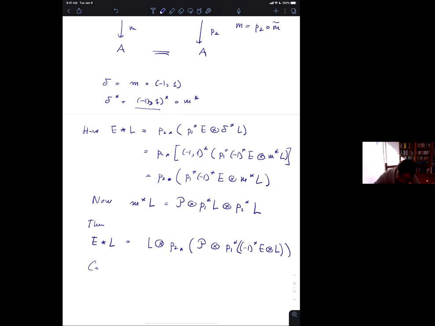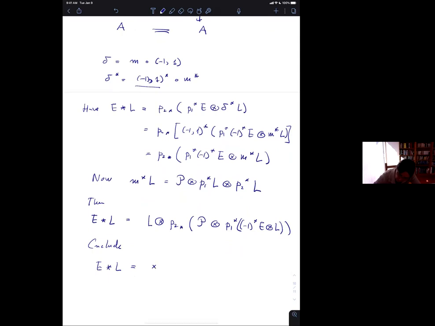So we conclude. This is the final point of the calculation that E Pontryagin product with L is in fact the following. It's the composition of the following operations. Tensor with L composed with the Fourier Mukai functor applied to, again, tensor with L and minus one star applied to E. So you take this test object E and you first apply minus one star, then you tensor with L, then you apply F, then you tensor with L. That's what we're talking about.